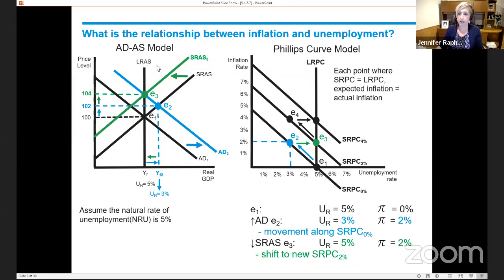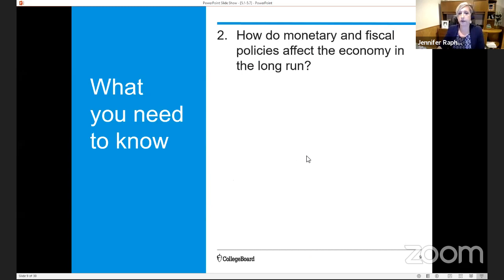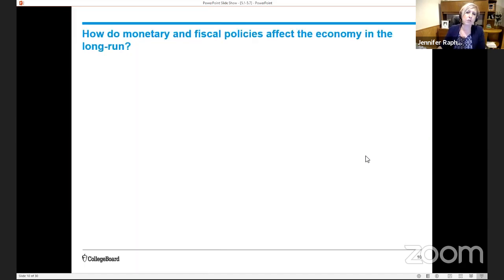All right, so we connected the Phillips curve model to what's going on in the real economy, which we reflect in the aggregate demand, aggregate supply model. And this allows us to see both the short run and long run relationships between inflation and unemployment. So that's one of the big ideas in this unit. Okay, so now the second big idea is how do monetary and fiscal policy affect the economy in the long run? So 5.3 is where we really explore the long run implications of monetary policy. So let's start with that.